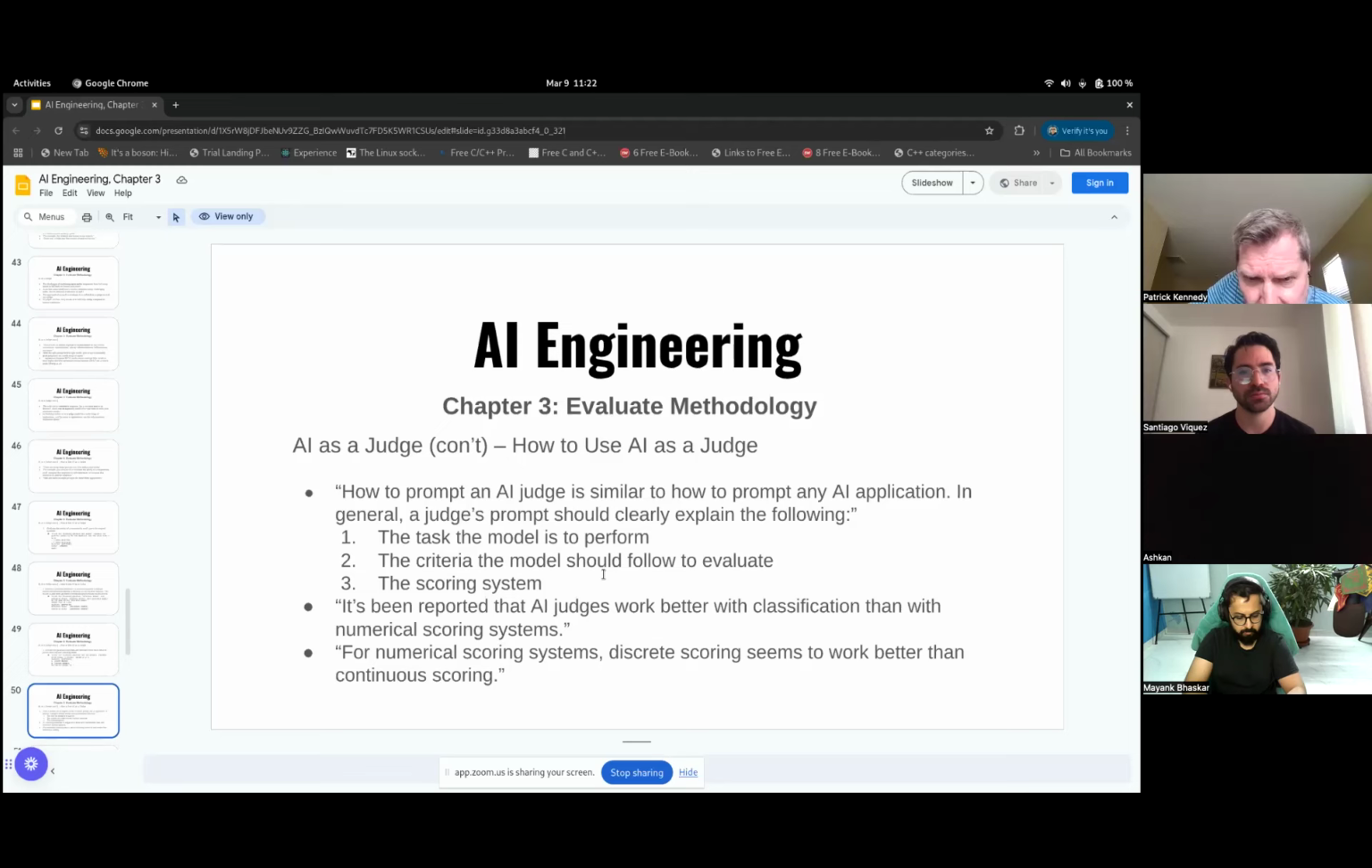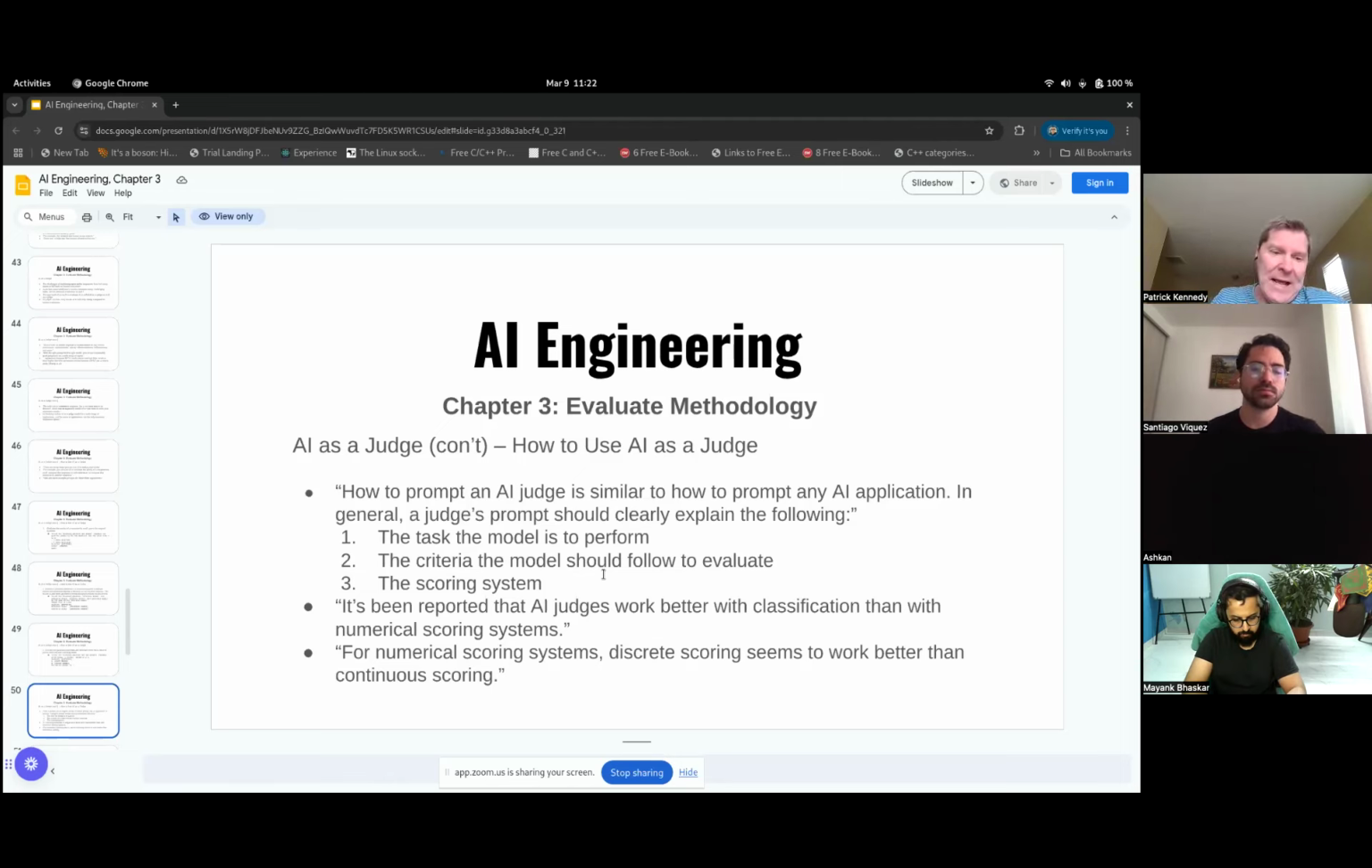Similar, obviously a typo there, is similar to how to prompt any AI application. Okay, so it's similar. And exactly. In general, a judge's prompt should be clear and explain the following. This was a good insight. The task the model is to perform, the criteria that the model should follow, and the scoring system. So this is a higher level, a more general intuition of how to design the prompt.